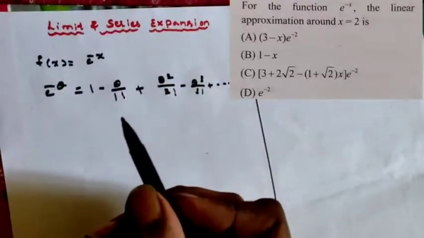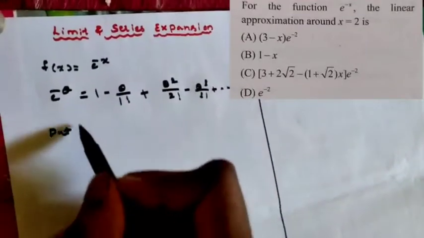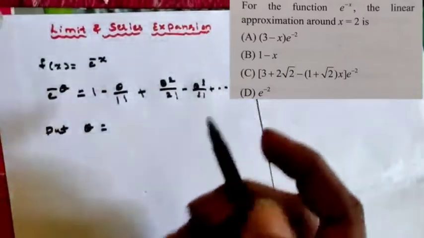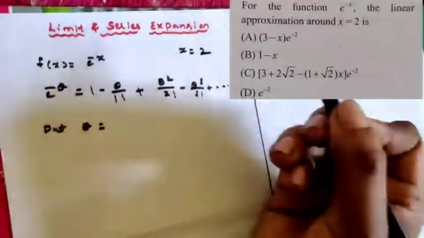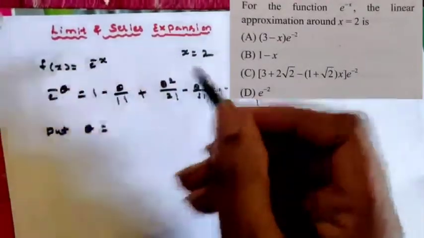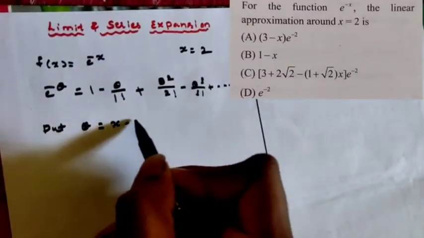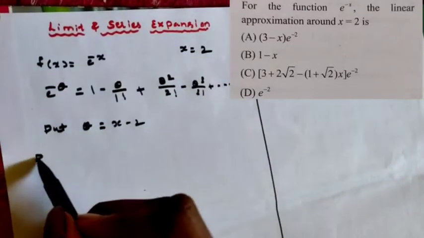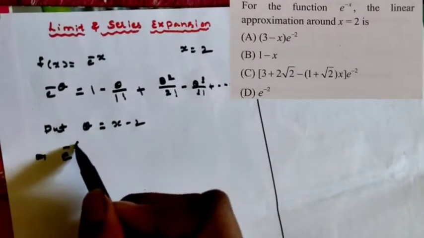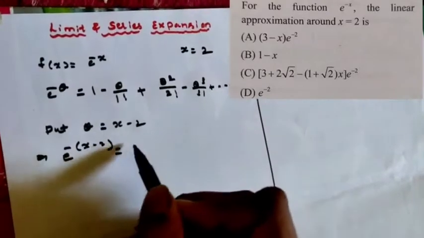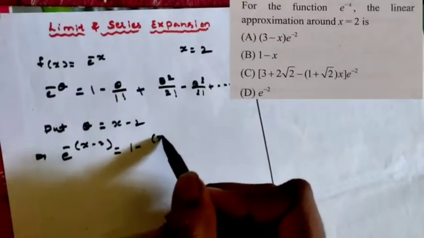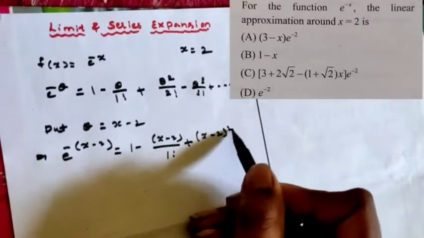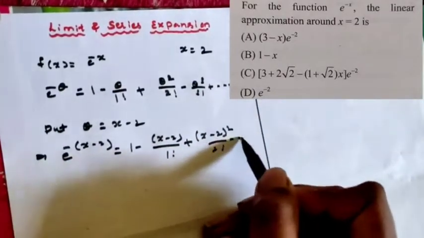We have to put in place of theta the given point x equal to 2, written as theta equal to x minus 2. Putting this in the expansion, we get e power of minus (x minus 2) equal to 1 minus (x minus 2) by 1 factorial plus (x minus 2) square by 2 factorial minus and so on.